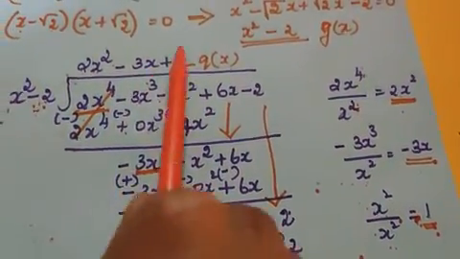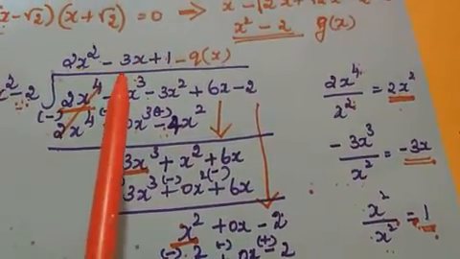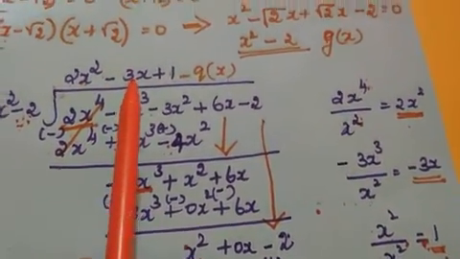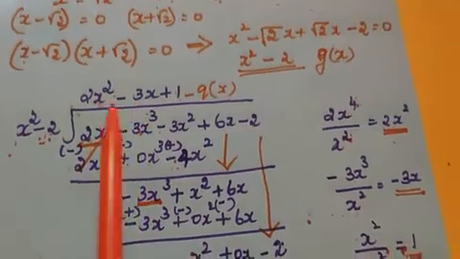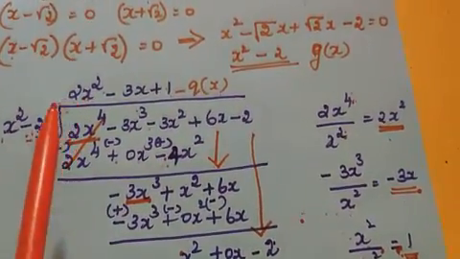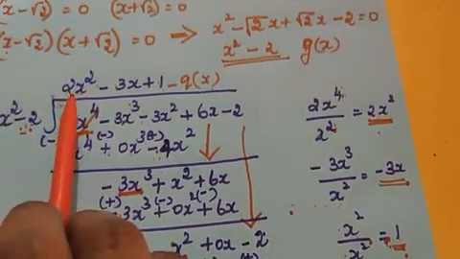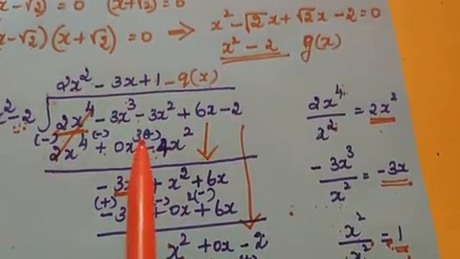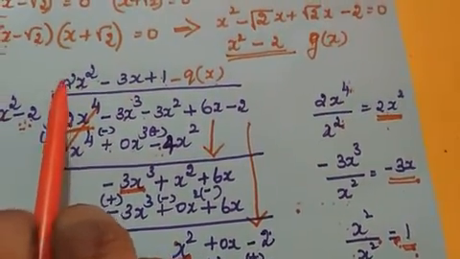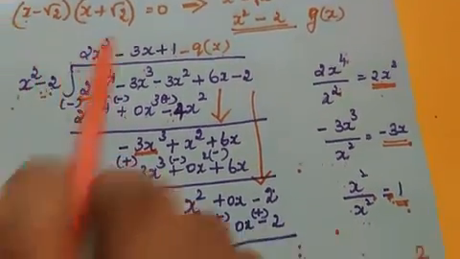This is a quadratic polynomial. You know how to find the other rest of the 2 zeros from the quadratic polynomial, that is splitting the middle term. Otherwise you can use the identity, if the first term and the last term are square numbers, then you can use the identity directly also, but it is not a square number, so you have to use splitting the middle term.